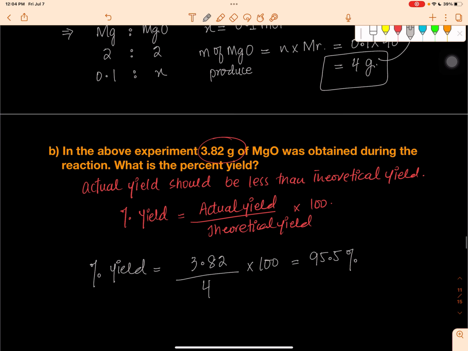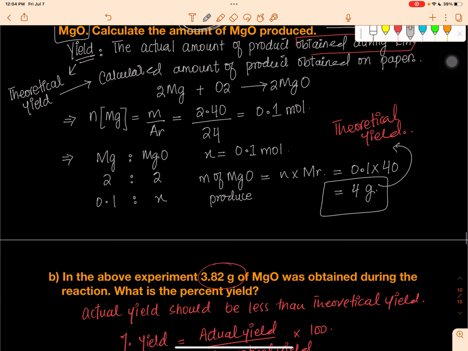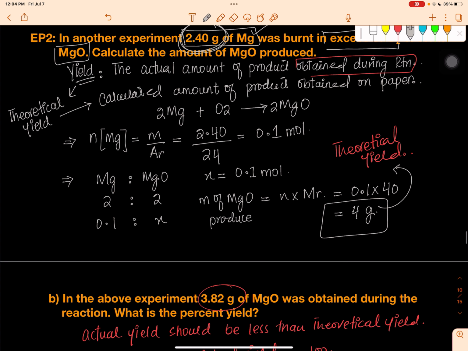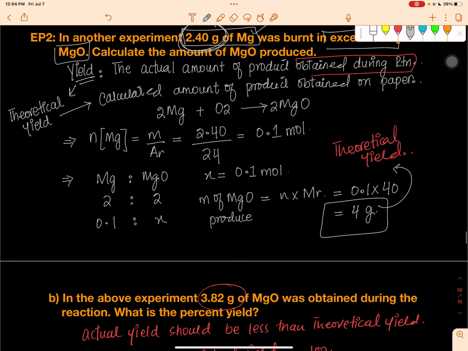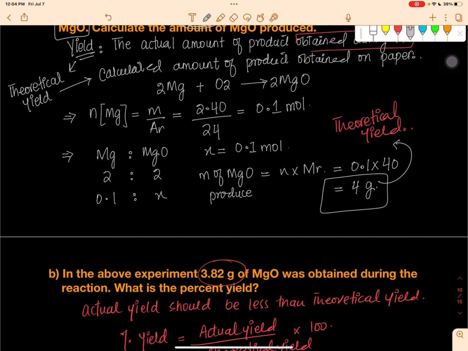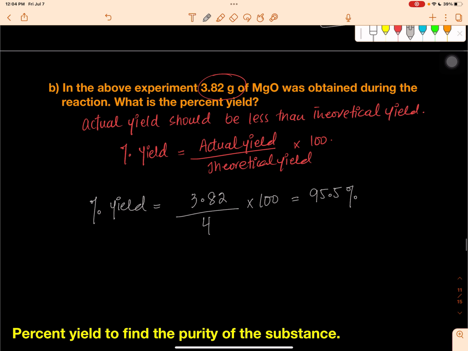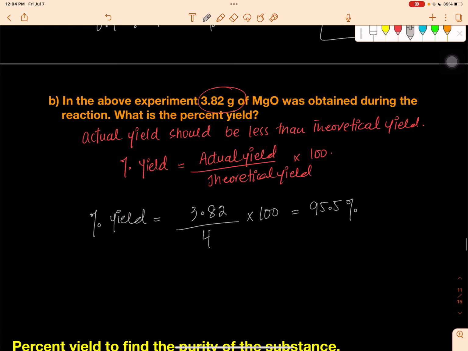There might be a possibility that the magnesium was impure, or that oxygen was not available, so a lower yield was obtained. Or there might be a problem that magnesium oxide was left behind in the beaker and we retrieved only 3.82 grams of magnesium. There are many factors that could lower the actual yield. So we must remember that the actual yield should be less than the theoretical yield.